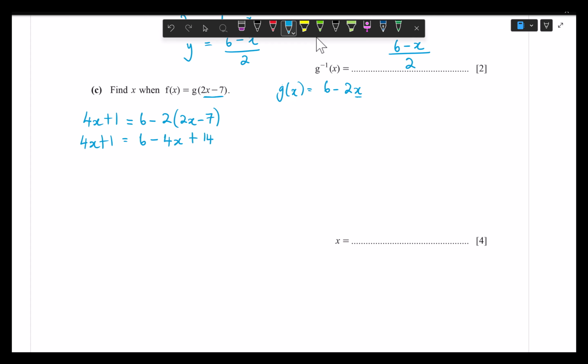Now taking x to the other side, grouping like terms, we have 4x plus 4x, that is 8x, is equal to 6 plus 14, that is 20, minus 1, that is 19. Now dividing both sides by 8, we have our x value as x is equal to 2.375. So our answer is 2.375.